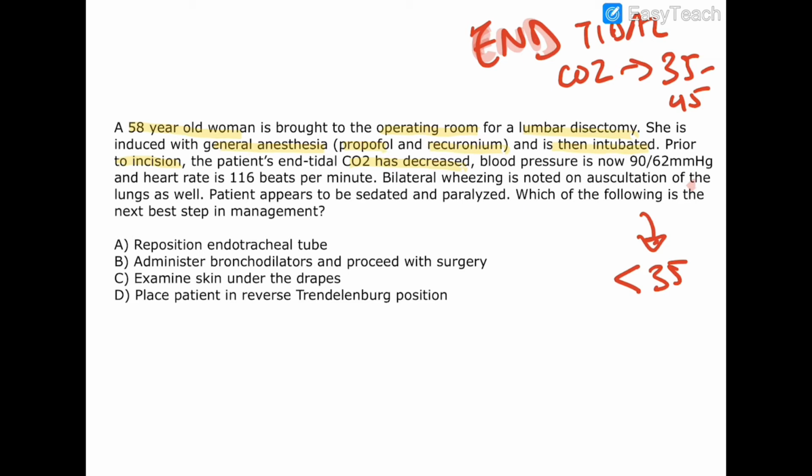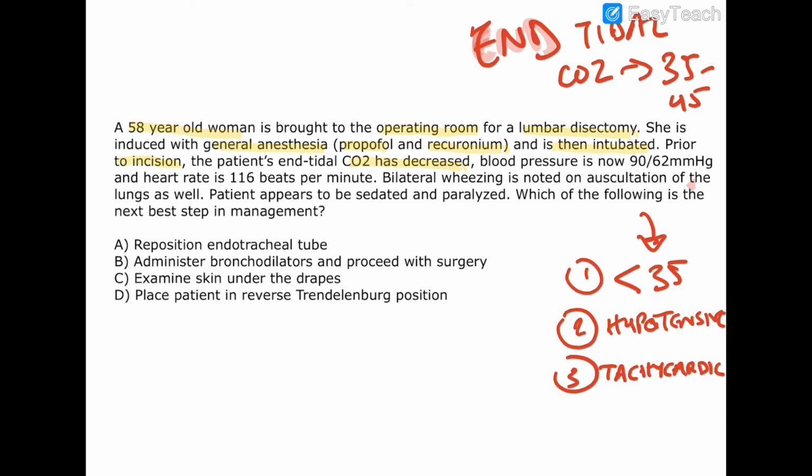There's going to be a big problem now. The patient is hypotensive. And the patient has a heart rate of 116 beats per minute, which means the patient is tachycardic. They've also given us another key bit of information. Not only is it 90 over 62 and the heart rate is 116, we have bilateral wheezing as well when auscultated. So bilateral wheezing is important to note, and we will see why. What do we do now? If we connect these four symptoms, what does this look like?